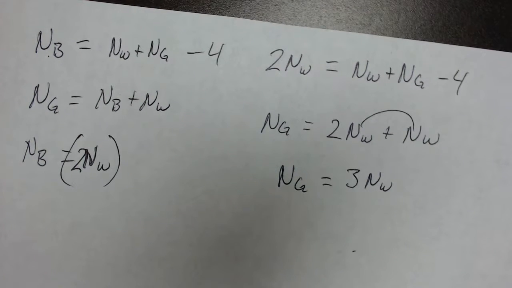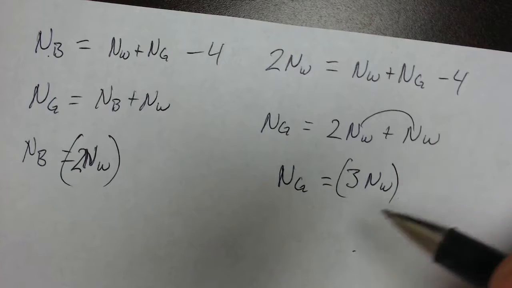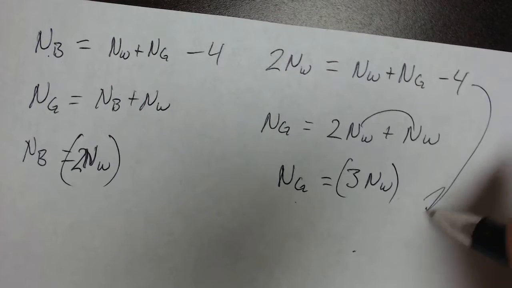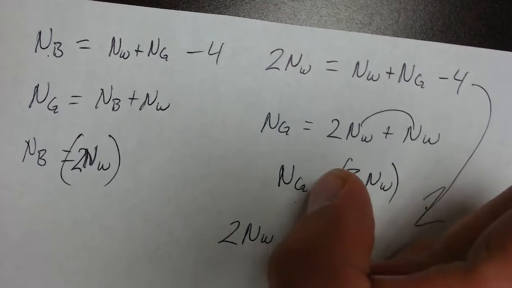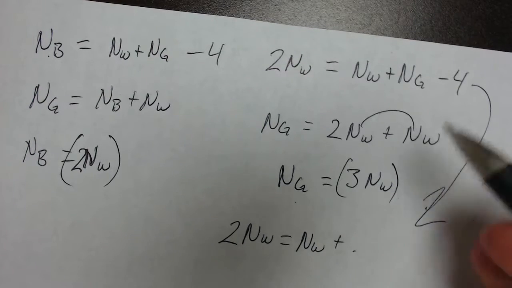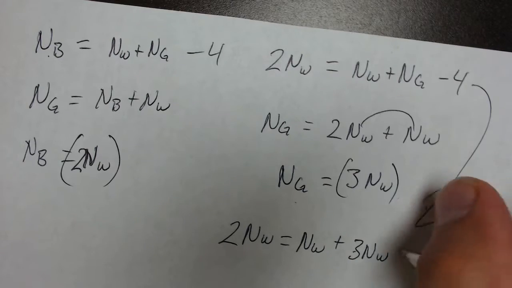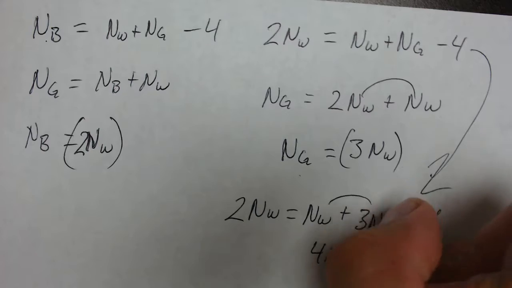Normally I try to go for elimination after substituting once, but this equation is going to work out for me very nicely. I can just go straight into substitution again. I can substitute n sub g with 3 n sub w. So I'll rewrite this top equation again. We got 2n sub w equals n sub w plus 3n sub w instead of n sub g, and then minus 4. Again, I've got like terms. I can combine these. That becomes 4n sub w.